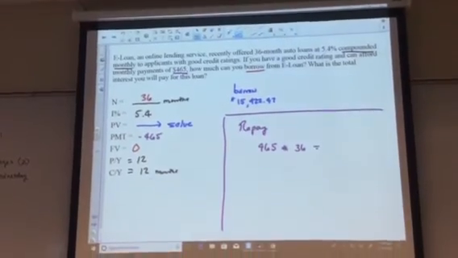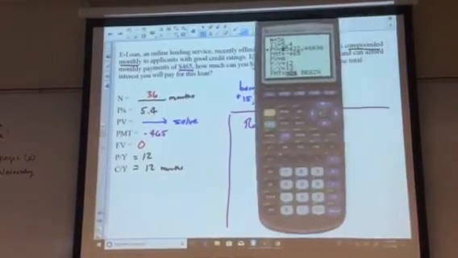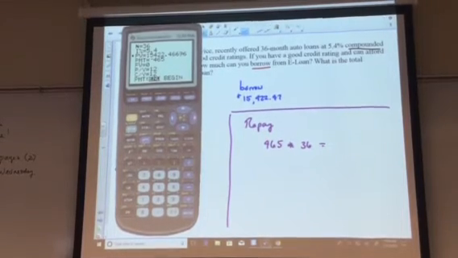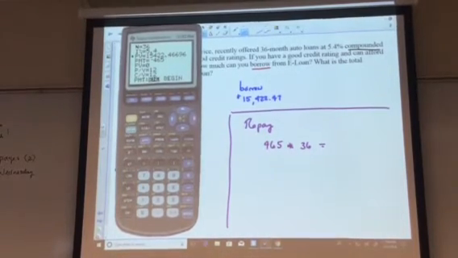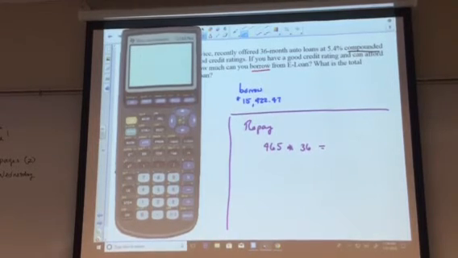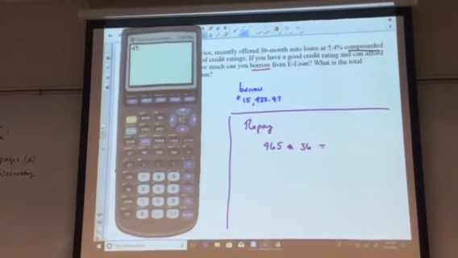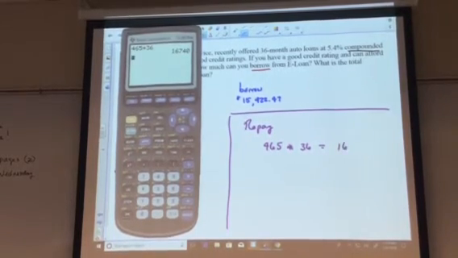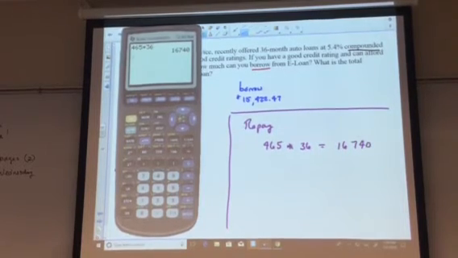You actually ended up paying a good chunk of change. But that's not where we do the calculations, because that's not a TVM solver problem. That's a straightforward, plain old ordinary arithmetic problem. So we go back to the home screen by doing second and the mode to quit back to the home screen. We pay $465 every month for 36 months. We paid back a total of $16,740.